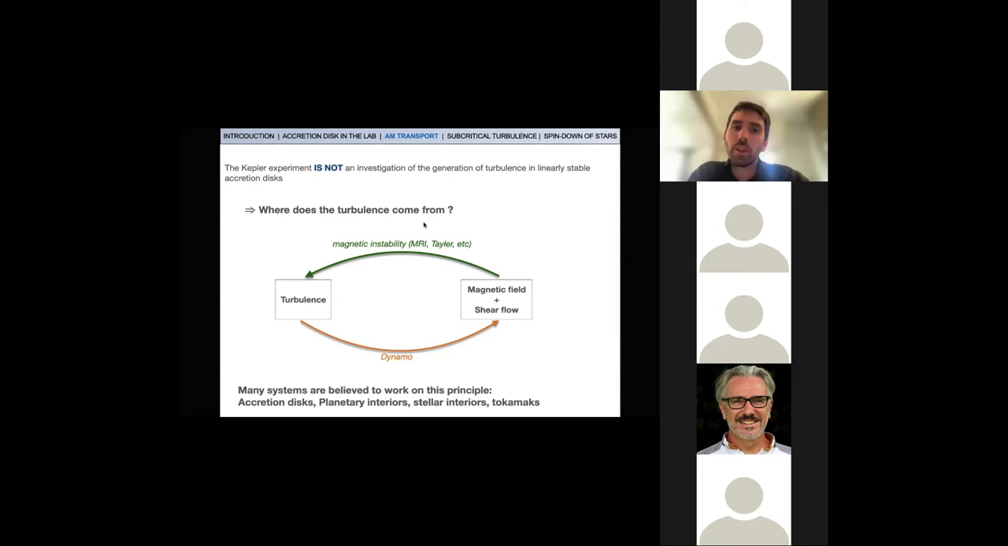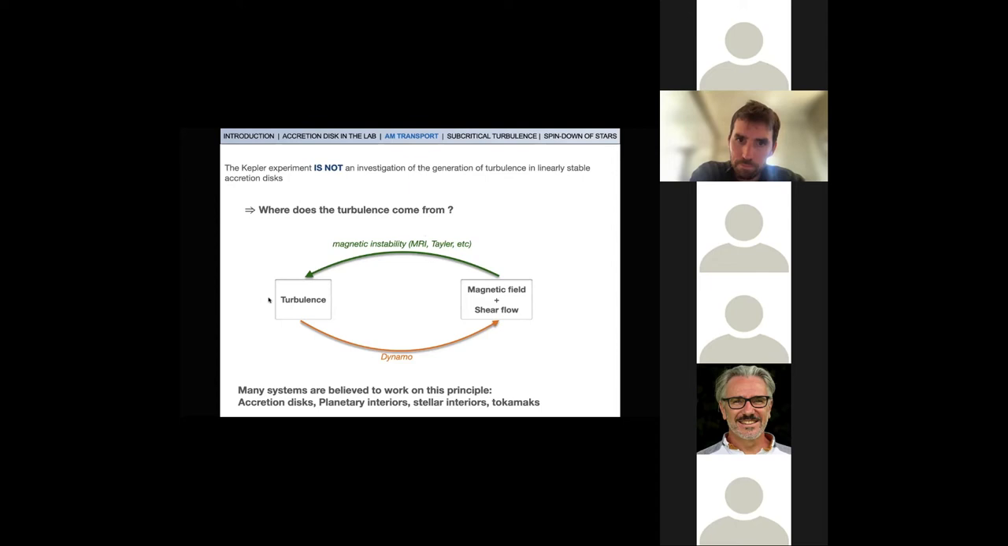I won't review all the possible scenarios to explain turbulence in astrophysics, but I'm showing you here one of the most appealing scenarios, in a sketch. The idea is that in astrophysics, you always have some magnetic fields and shear flow. And you may expect that at some point, this magnetic field and this shear flow become unstable through some instability. People believe that it could be the MRI, others that it could be the Tayler instability, magnetic buoyancy, whatever. There is some instability which may generate turbulence in your system.